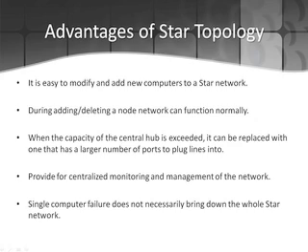Now that we've seen an example of the star, let's take a look at some of the advantages of the star. It's easy to modify and to add new computers to the star network. Adding or deleting a node on the network can be done while the network continues to function normally. When the capacity of the central hub is exceeded, it can be replaced with one that has a larger number of ports to plug lines into. It can provide centralized monitoring and management of the network. A single computer failure does not necessarily bring down the whole star network.